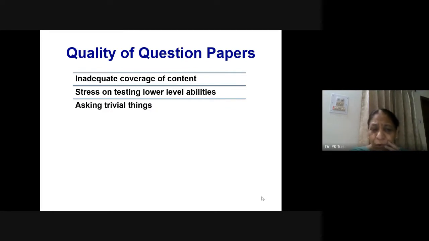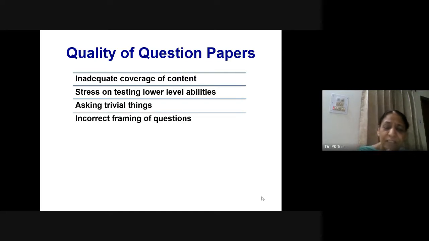It is also found that when we are only testing remembering and understanding, very trivial things are asked: defining, stating measurement units, enlisting types, and so on. These are not the questions that should be posed in the end semester examination. Maybe we include these questions in our class tests or mid-semester tests, but we find these types of questions appearing in the end semester question paper also.